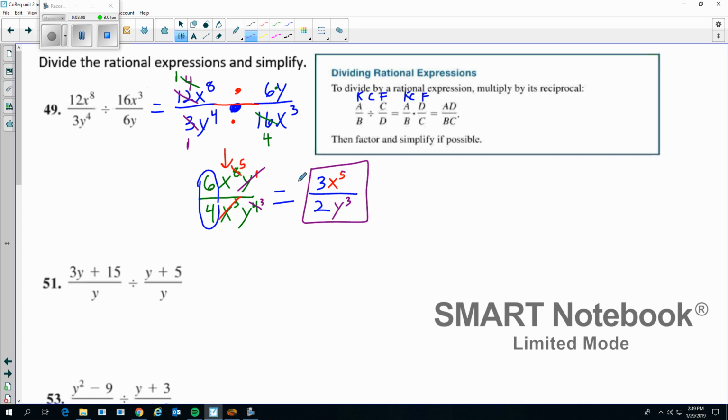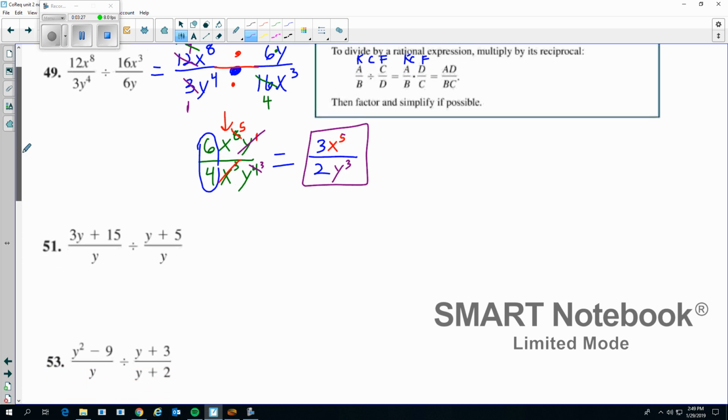So really the only new part, you should know how to reduce, and it takes time. Just take your time. Do it in multiple steps if you need to. The difference we're going to see here is we have to change the division to multiplication and then flip the second fraction. All right, so let's do the rest of these.